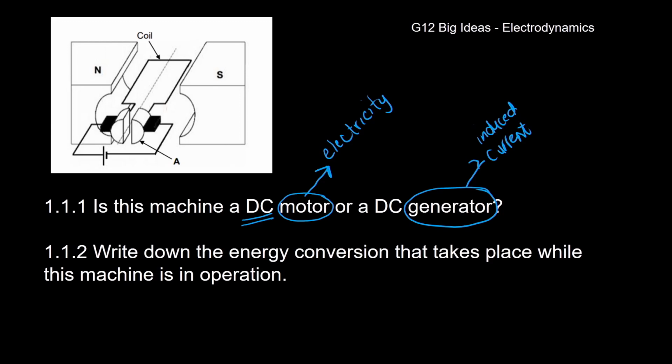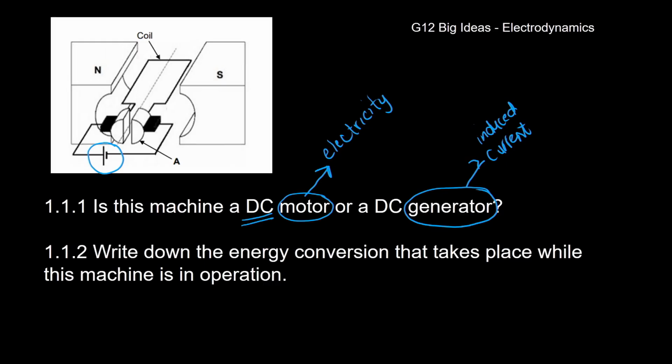If we look at the diagram, we can see that it has got an external circuit. It has got a supply of current. It has a supply of potential difference, and so the answer here is going to be a DC motor. That's what this machine is, because electricity in the external circuit is providing the current through to the coil.